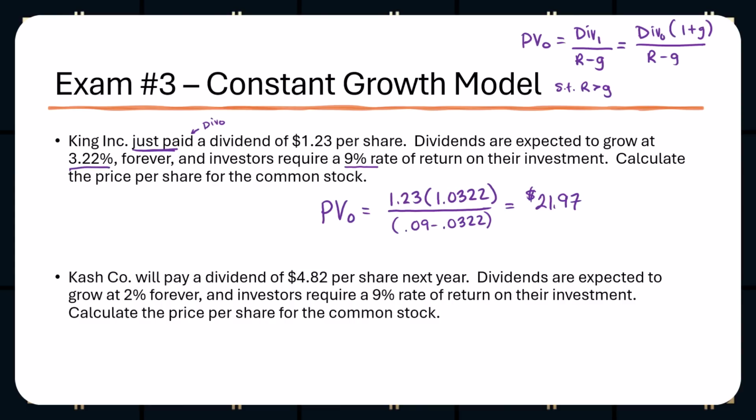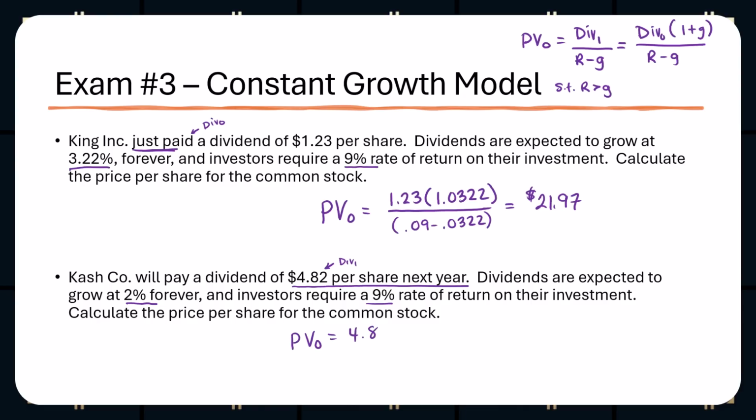Cashco will pay a dividend of $4.82 per share next year. That obviously tells me that this is the dividend that will be paid, or div 1. Dividends are expected to grow at 2% forever, and investors require a 9% rate of return on their investment. Calculate the price per share of the common stock.